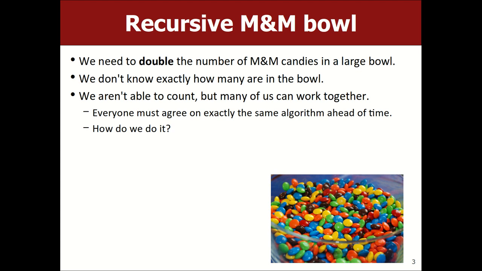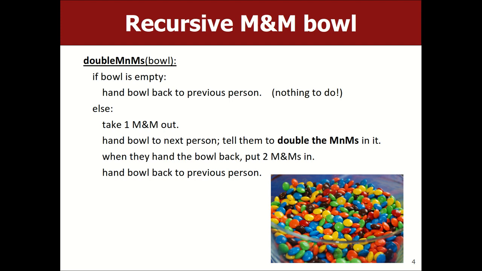And you even were kind of using pseudocode to describe it. You said, if bowl has M&Ms, like, I think that's the right approach. That's kind of how I've thought of it. If the bowl is empty or whatever, there's nothing to do. But otherwise, take an M&M out, pass it along, wait for it to come back, and then put your two in. And so again, maybe it's not quite clear how the problem is self-similar.